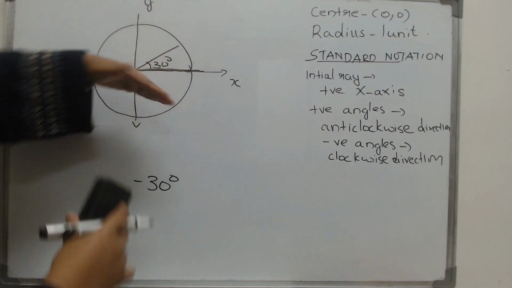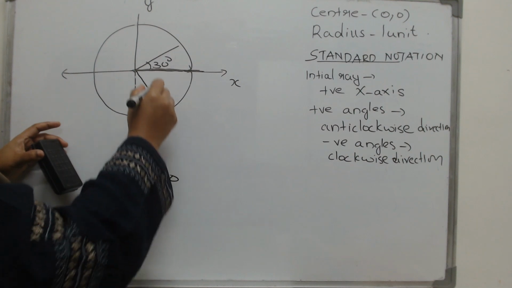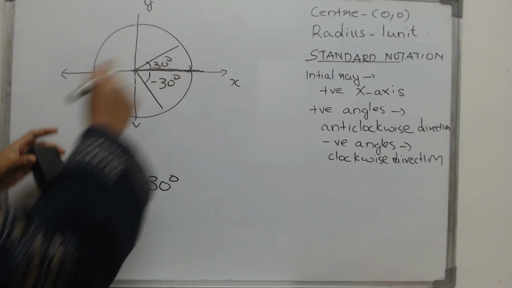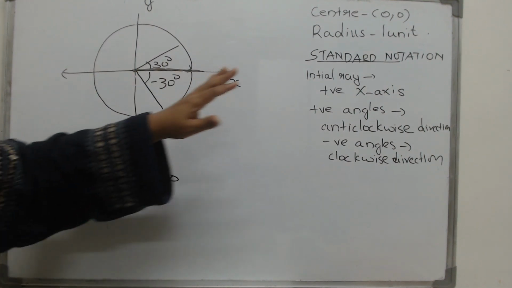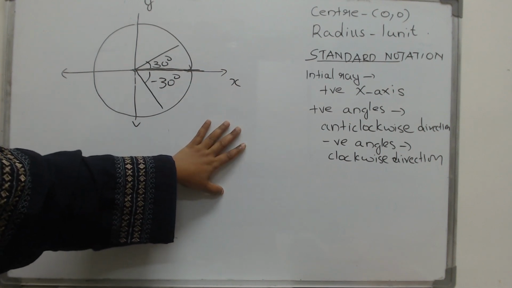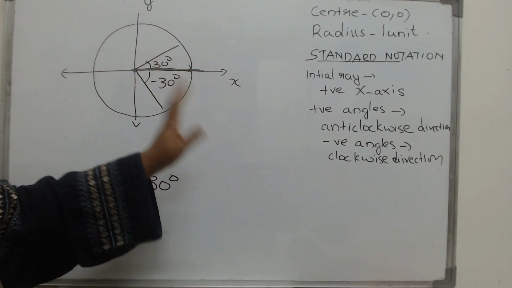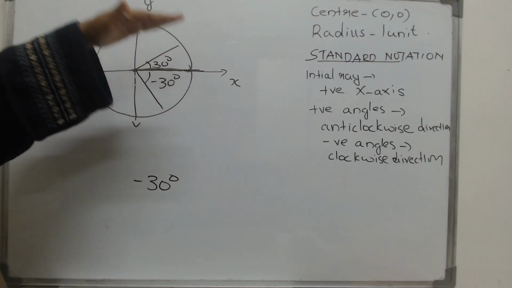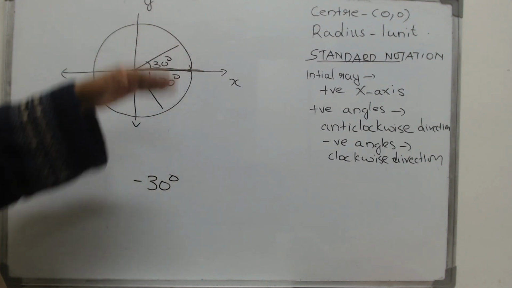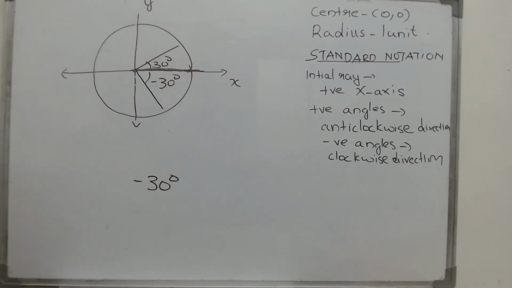From the top, it will come to the bottom, and the minus 30 will look like this. This is what I mean. This is going to be the standard notation. Throughout this topic, you will see that the journey of your angle always will begin from the positive x-axis.